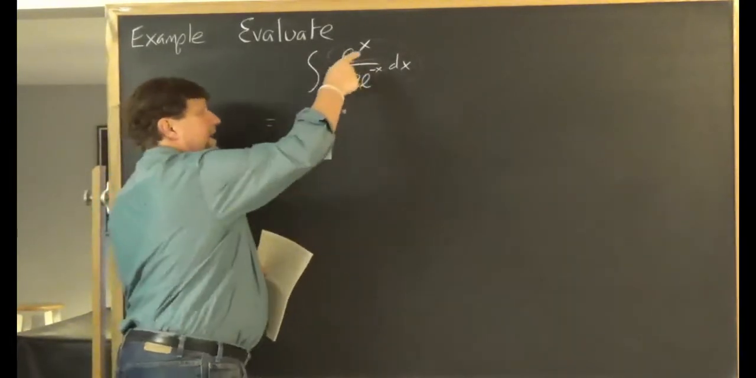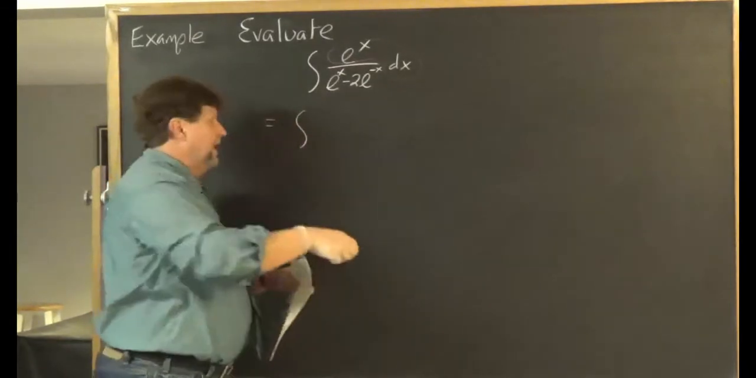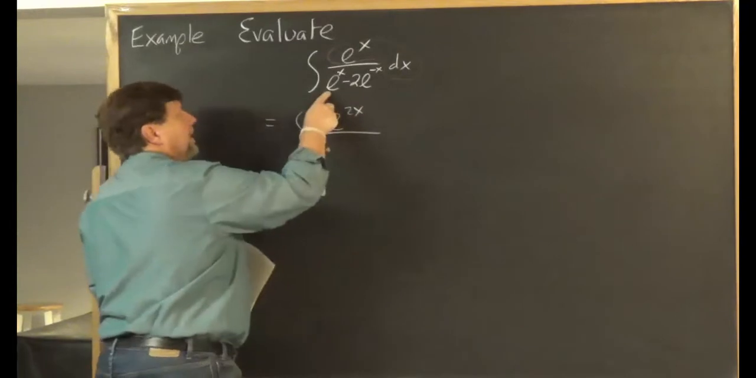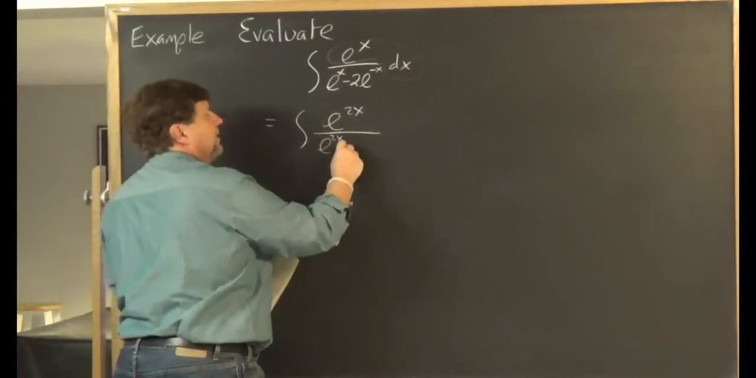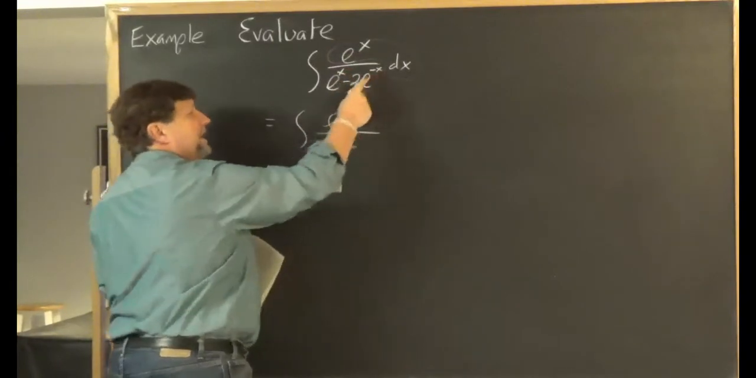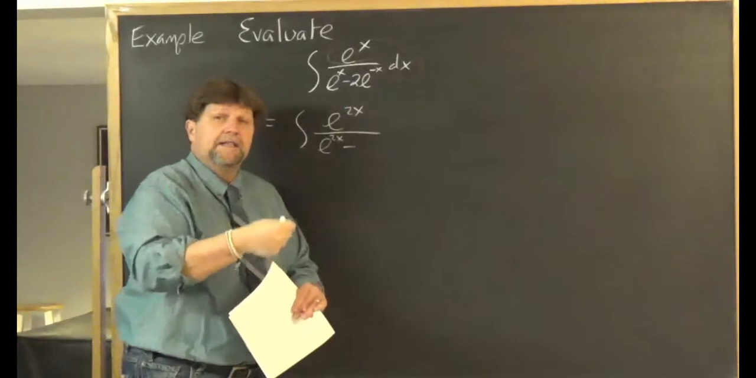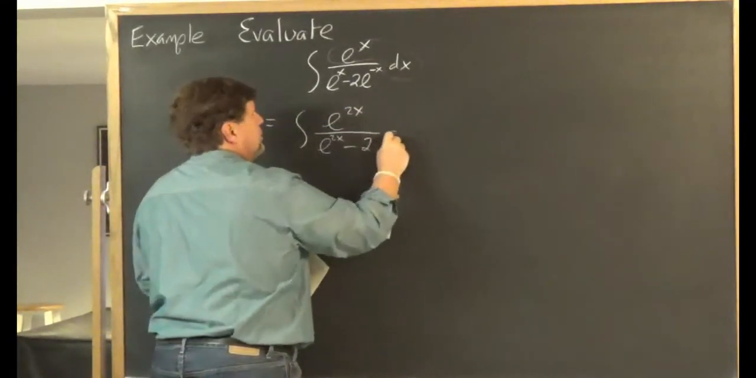So the numerator would be e to the x times e to the x, add the exponents, so that gives me e to the 2x. e to the x times e to the x is e to the 2x. e to the x times e to the negative x, that would give me e to the 0. e to the 0 is 1. 2 times 1 is 2.